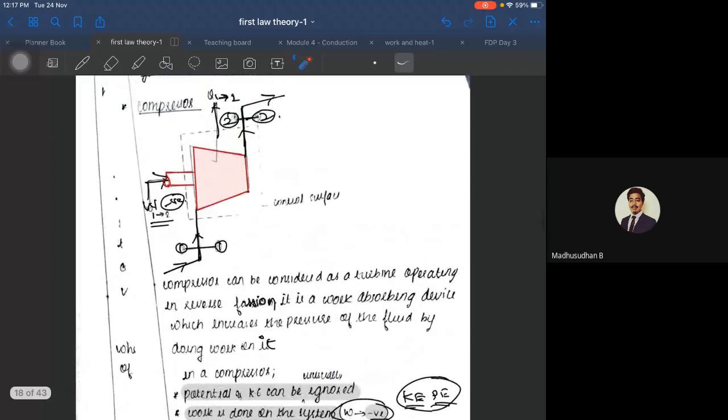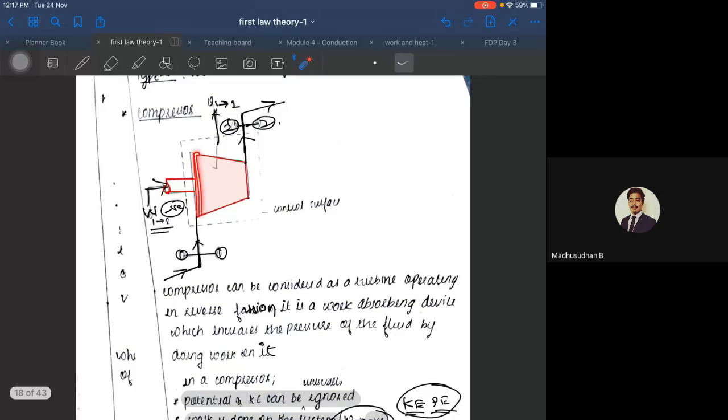See, here is your inlet. This is your compressor. What happens in a compressor? The air gets in, it gets compressed, the pressure gets increased and gets out. So this is what happens in the compressor. Simple statement. So here you're doing work on the system. So work is done on the system. If the work is done on the system, is it positive or negative?